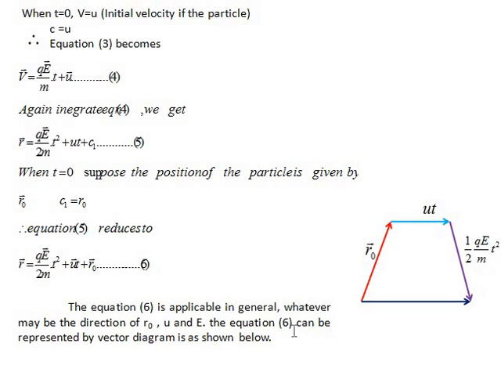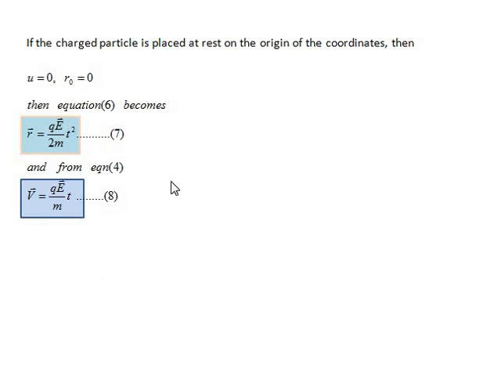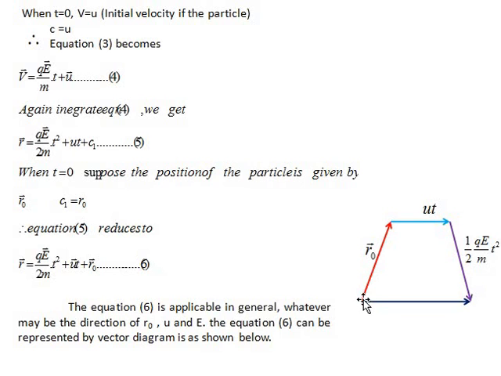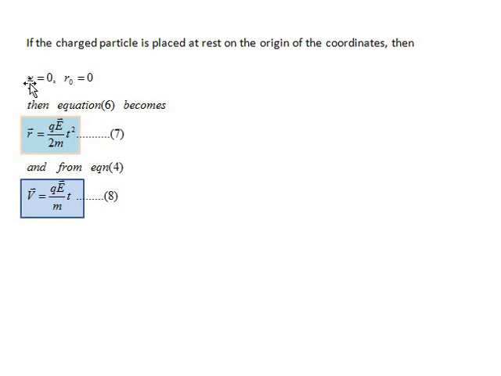So equation 6 can be represented by a vector diagram as shown in this figure. Therefore, if the charged particle is placed at rest at the origin of the coordinates, then the initial velocity of the particle becomes 0 and the position coordinate r naught is also equal to 0. So equation 6 becomes r is equal to qE divided by 2m into t square.